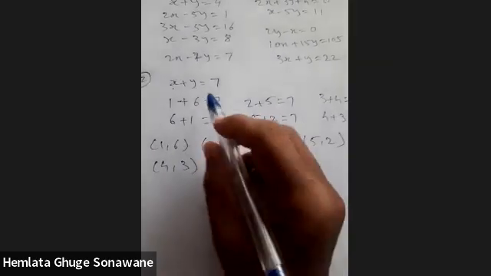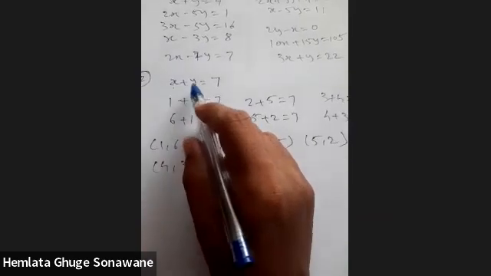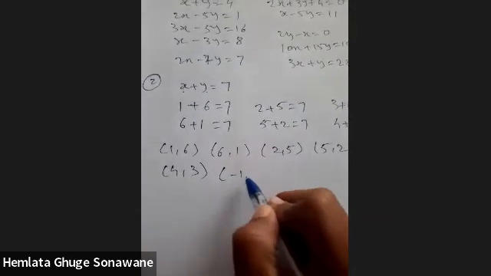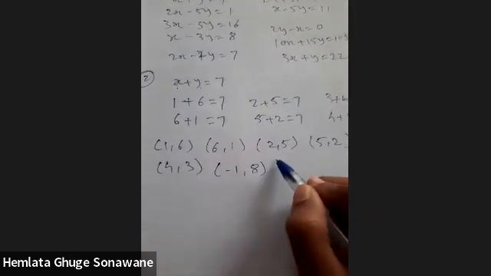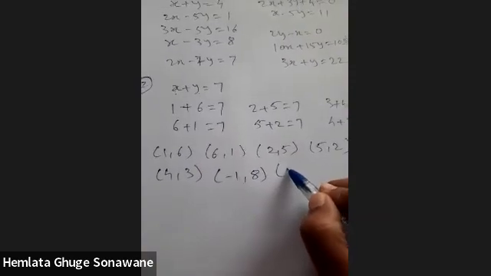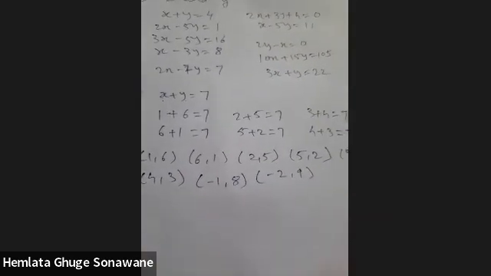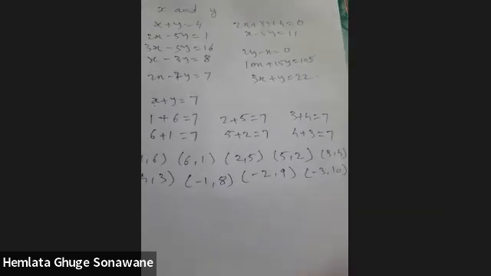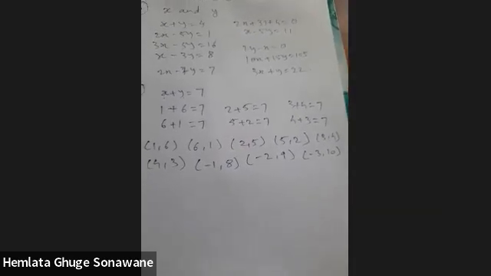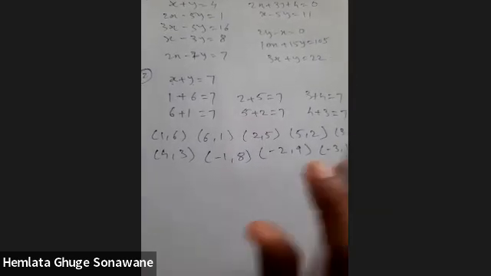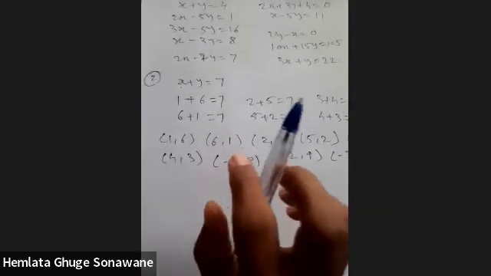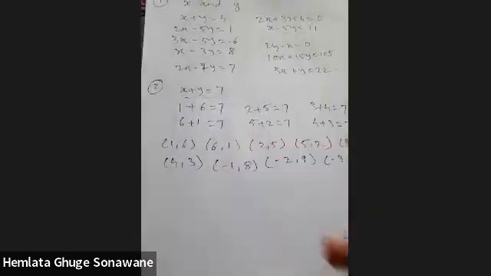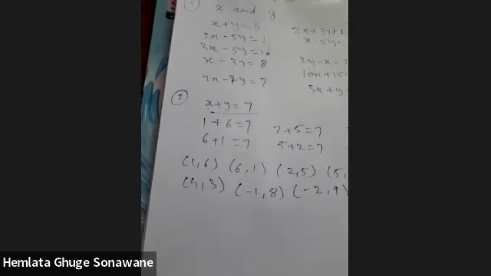You can put the value of x as -1. Then you will get the value of y as 8. So -1 and 8 becomes 7, as well as -2 and 9 becomes 7, and -3 and 10 becomes 7. In this way, you have to write down 5 solutions. You can write down any 5 solutions for the equation x plus y is equal to 7.